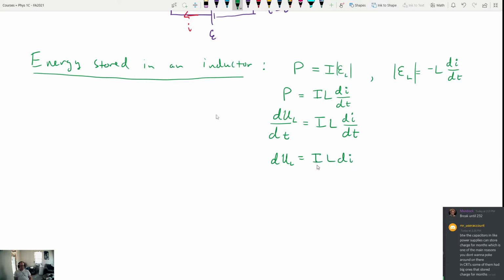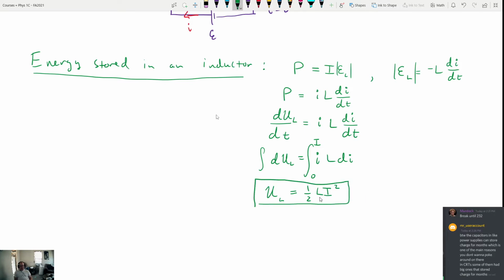Since we're talking about the current at a moment in time, these should probably all be lowercase i's, since it's about current building up. So if we change these to lowercase i's, then we can integrate both sides from 0 up to whatever current we want to look at. So we could find the amount of energy stored in an inductor that carries a current I. This gives us the total energy. If L is a constant, it is 1/2 Li squared. So that is the energy stored in an inductor.